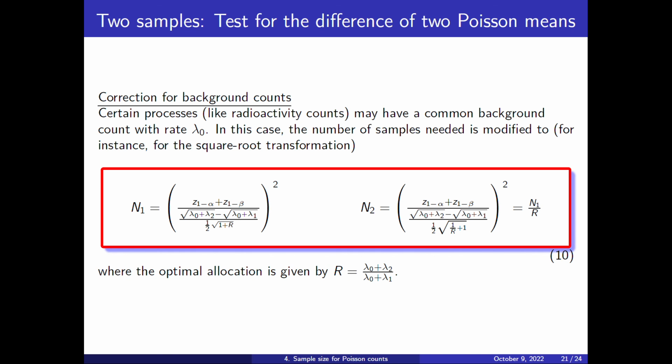And we can have a correction for background counts. So there are some processes like radioactivity counts that may have a common background count that is lambda 0. So in one of the groups you have lambda 0 plus lambda 1, and in the other group you have lambda 0 plus lambda 2. So in this case the number of samples needed is modified. And for instance, following the square root transformation, we would have these formulas for the sample sizes, and the optimal allocations are given by this thing.